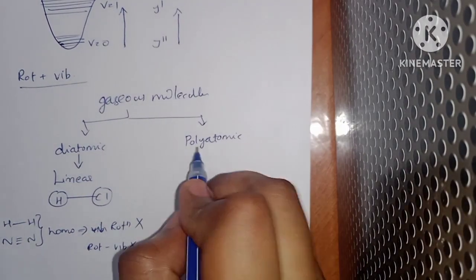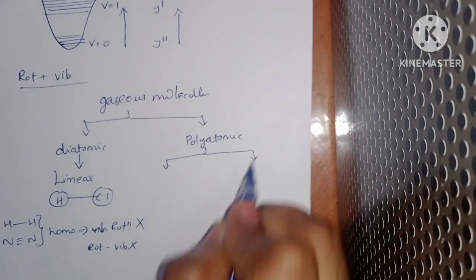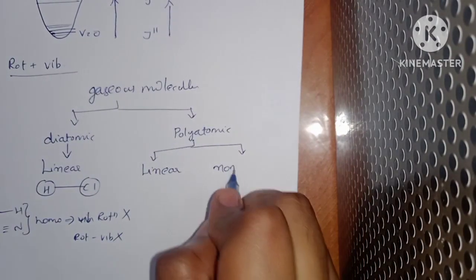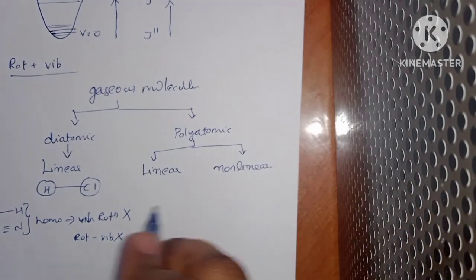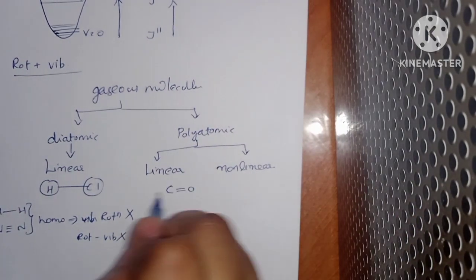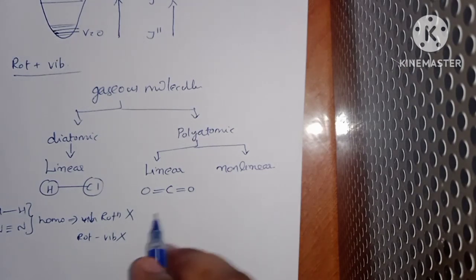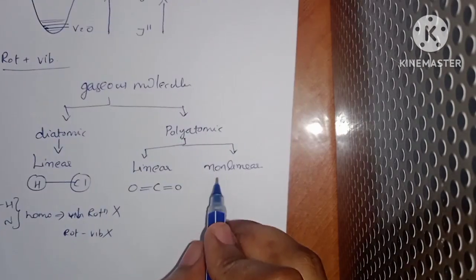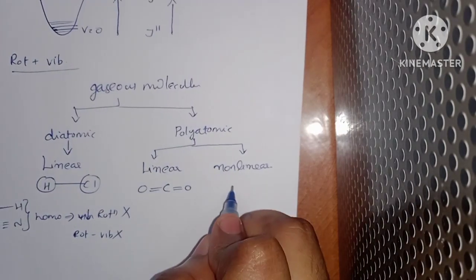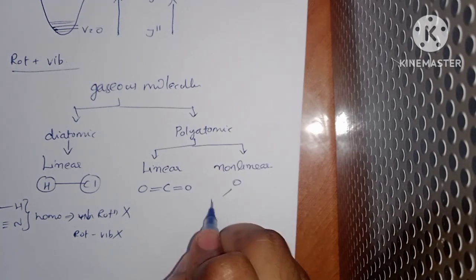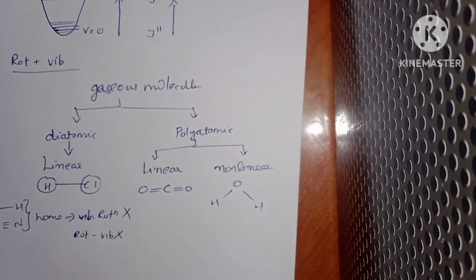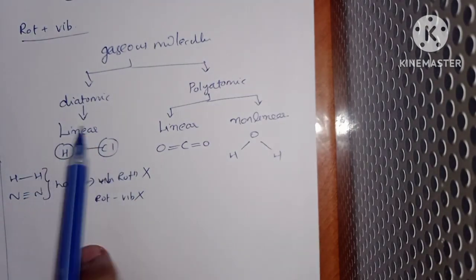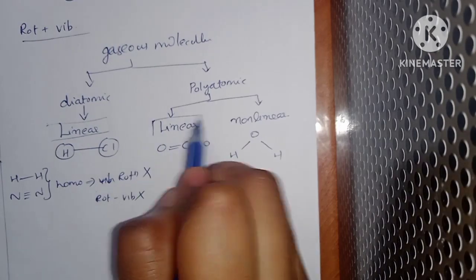For polyatomic molecules, the possible shapes are linear polyatomic molecules and non-linear polyatomic molecules. For example, linear carbon dioxide is a polyatomic molecule because it has more than 2 atoms; there are a total of 3 atoms. For non-linear, the example we can take is H2O, which is non-linear in shape. So we have to study the rotational vibrational behavior of these 3 types of molecules.